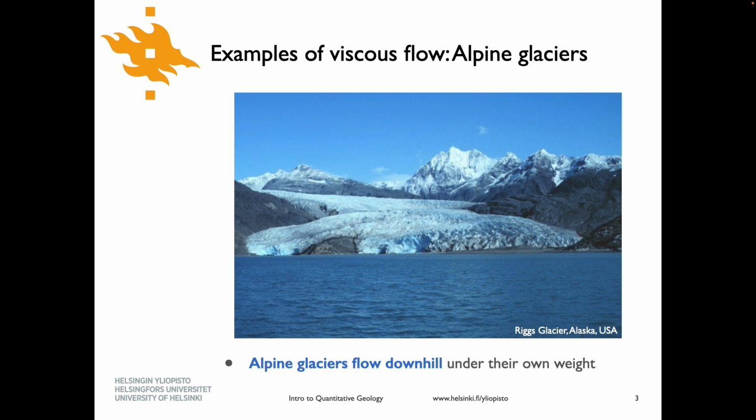To give you a couple examples, we can consider something like an alpine glacier, which is more or less flowing downhill as a result of gravity acting on the mass of ice that is the glacier itself. This is an example of a glacier from Alaska in the US. I don't know where the photo came from. Probably some kind of free online public domain photo bank.